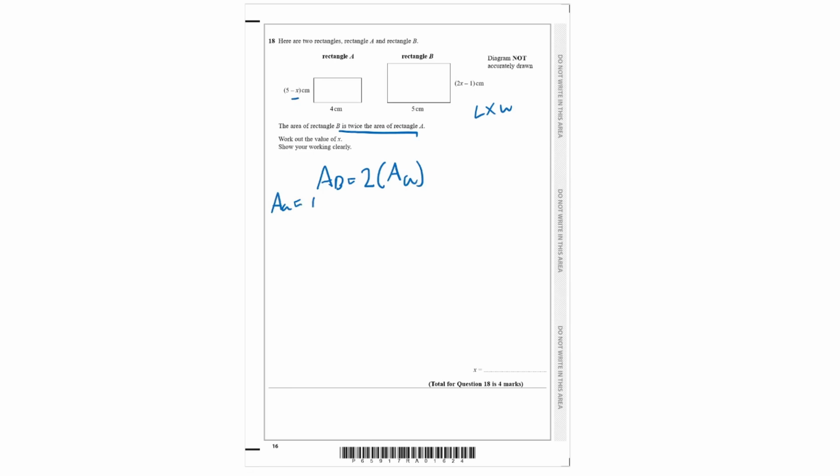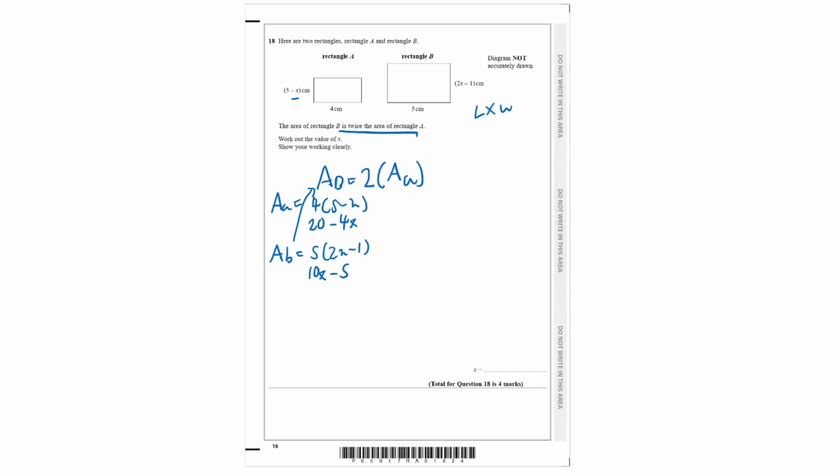Length times width, so that means it's 4 into 5 minus x. We have 4 times 5, that's 20. 4 times negative x, that's negative 4x. Moving on, we have area of B, which is 5 into 2x minus 1. So we have 5 times 2x, which is 10x, and 5 times negative 1, which is negative 5. Now we can input it into this equation.